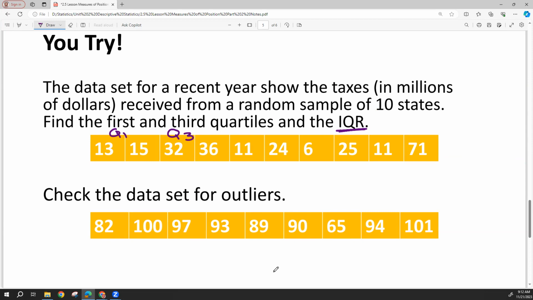These are not ordered from smallest to biggest, so you want to put them in Excel and sort them from smallest to biggest. If you need help while you're working through these, please do ask for help. Pause right now, try these two on your own. It's okay if you get them wrong. Then press play, come back and check your answers.